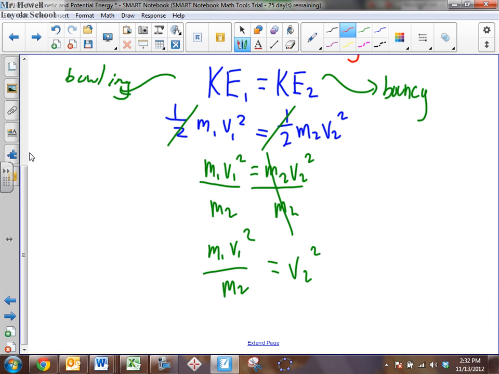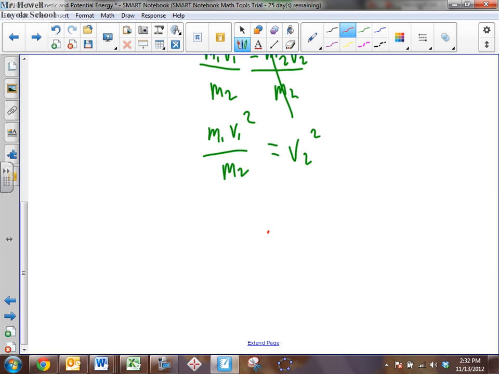Now, I want to get rid of the square. So what do I do to both sides? Square root. Square root, not square the whole thing, square root. Be careful. So take the square root of both sides.